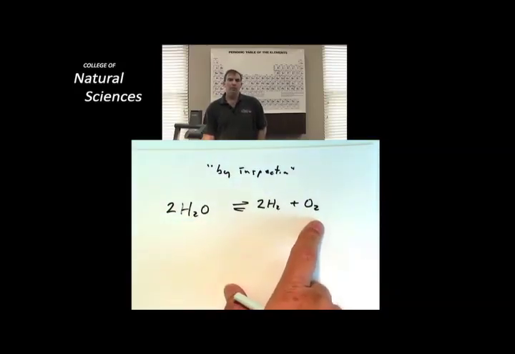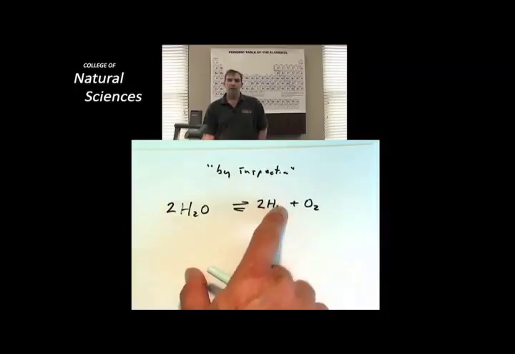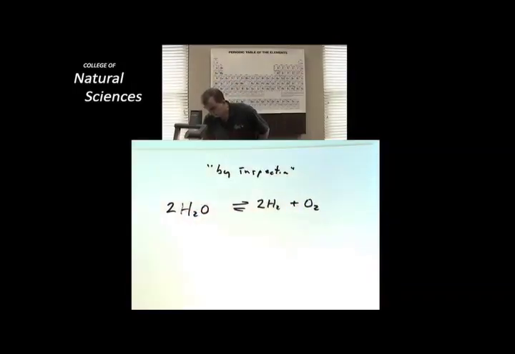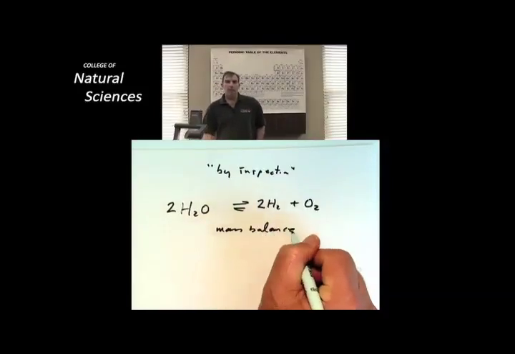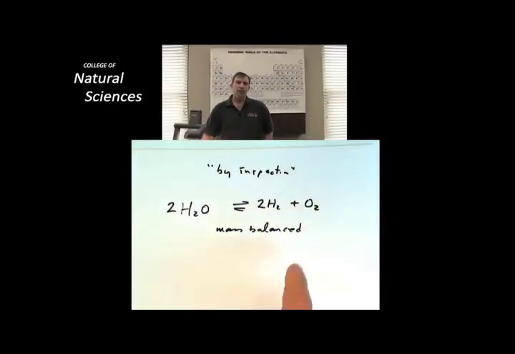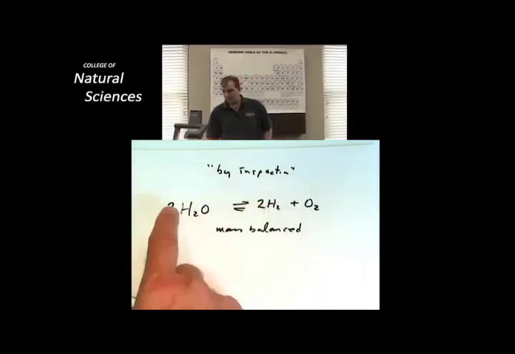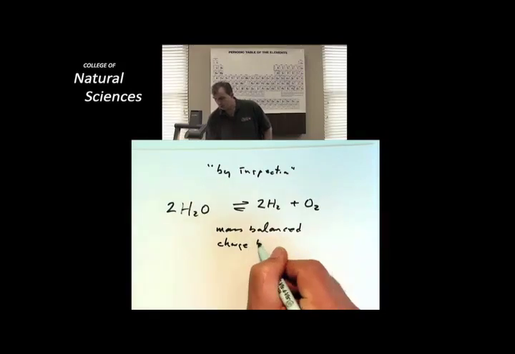So here you've got 4 hydrogens here, you've got 4 hydrogens there. You've got 2 oxygens here, you've got 2 oxygens there. This is known as mass balanced. The problem that arises is not only do you not always know whether to put the 2 here and here as opposed to a 1 here and a 7 there, but there's a new complexity built in here because I also have to do something called charge balance.